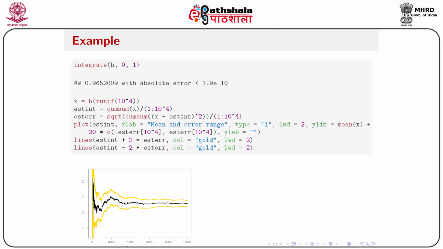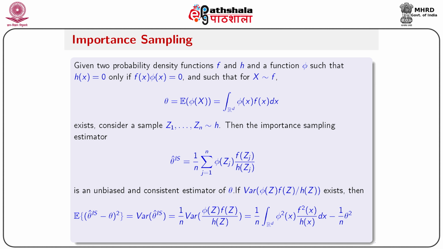Now we'll see how to use importance sampling in R. Before that, let's get some basic idea about importance sampling, recalling the concept of importance sampling in the MCMC concept. Given two probability density functions f and h and a function phi such that h(x) equals 0 only if f(x) times phi(x) equals 0, and such that x follows f, then theta equals the expectation of phi(x), which is the integration over R to the power d of phi(x) f(x) dx, exists. Consider a sample z1 to zn from h.